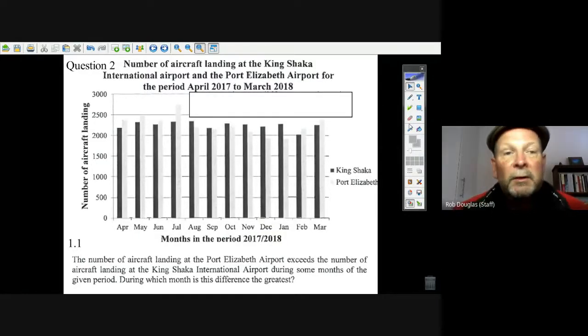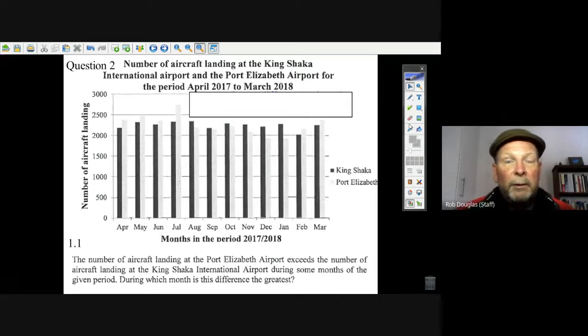This is question 2 of the 2020 November paper 2 exam, and it's statistics. They gave us a bar graph. They can give us graphs, and we have to figure them out and then do a bunch of questions around it. Well, here it is. Let's take a look at this first question.